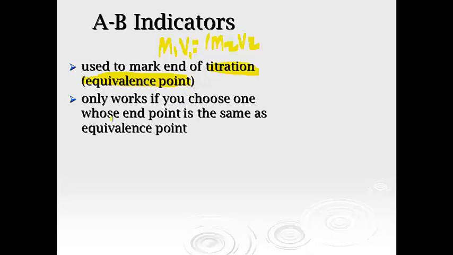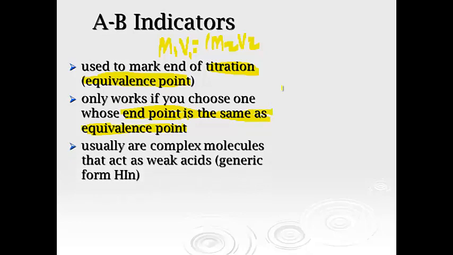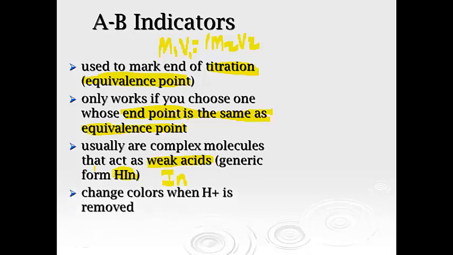Now, it only works if you choose one whose endpoint is the same as the equivalence point. We haven't thought too much about this because I pretty much have just picked something for us because I knew the chemistry. But they're usually very complex molecules, and they act as very weak acids, so they don't necessarily impact the chemistry. The generic form is just HIN, where the IN stands for indicator, with a hydrogen ion attached to it. That's where we get that general form. They will change colors when that hydrogen is removed. So when all of a sudden it needs to react, it will change color.